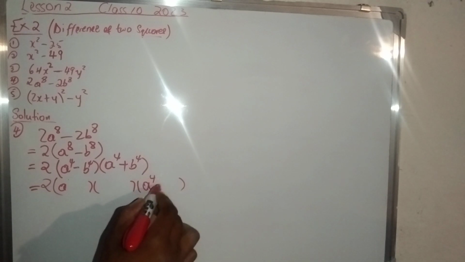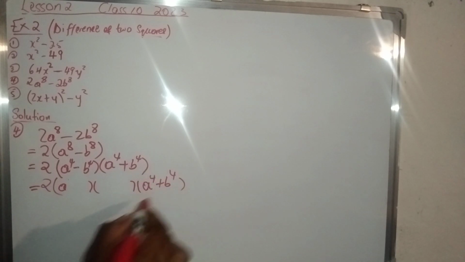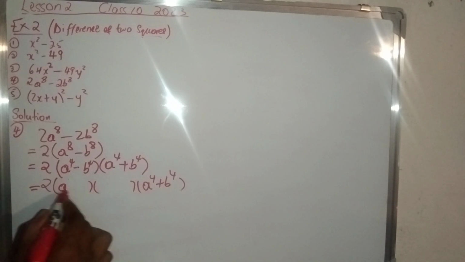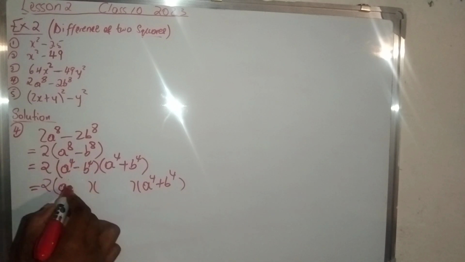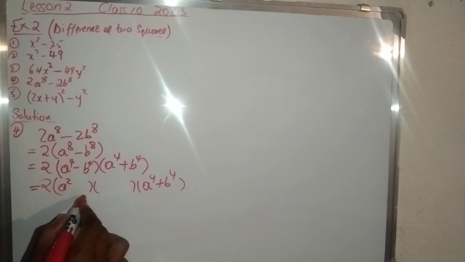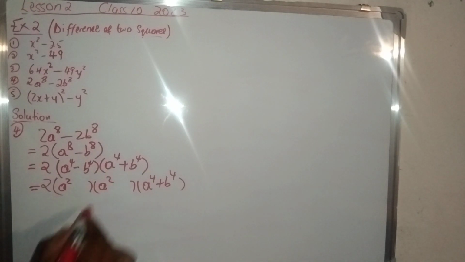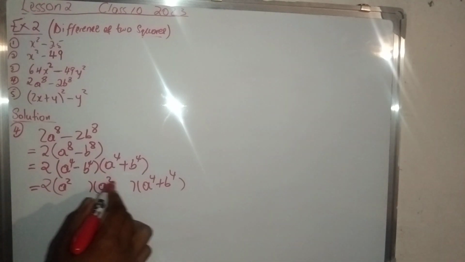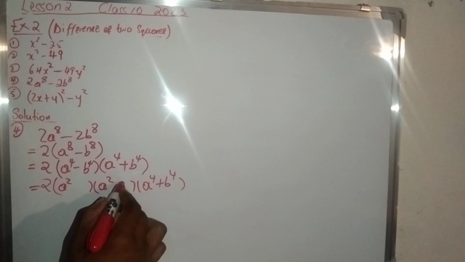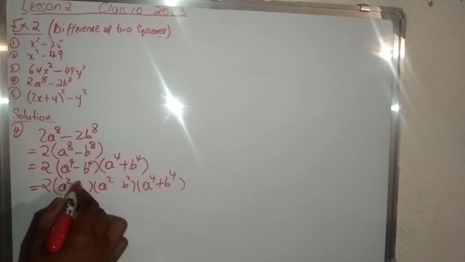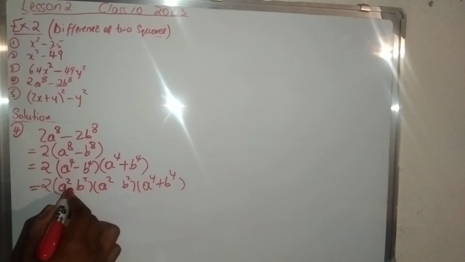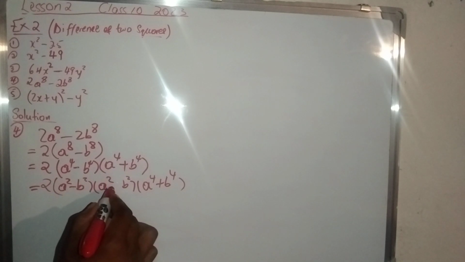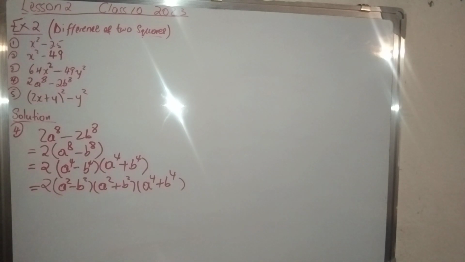It's going to be a to the power 4 plus b to the power 4. To factorize this portion, it's going to be a squared and a squared, because a squared times a squared is a to the power 4, and b squared and b squared. One side must be minus, the other must be positive.